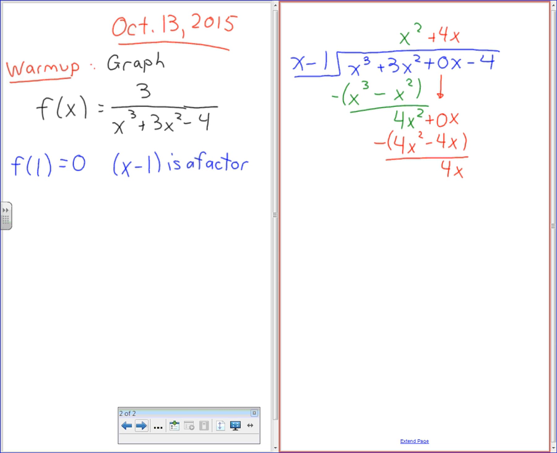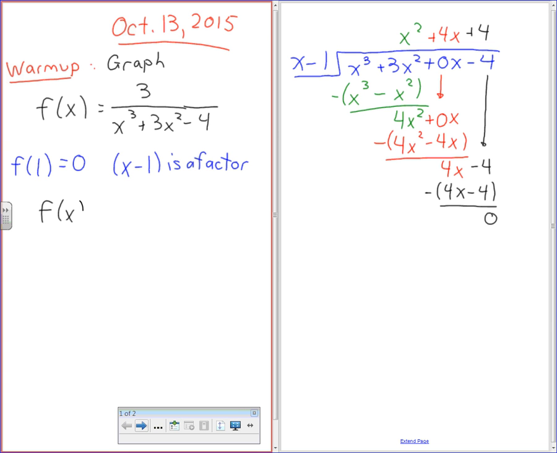All right, then I'm going to bring this down again. And up with negative 4, that's going to be, what is that, plus 4? So it's going to be minus bracket 4x minus 4 and 0 remainder. Since there's 0 remainder, what does that tell me? It's actually factorable, right? Okay. So therefore, this equation is really f of x equals 3 over x minus 1, x squared plus 4x plus 4. Now, how do I factor x squared plus 4x plus 4 from last year?